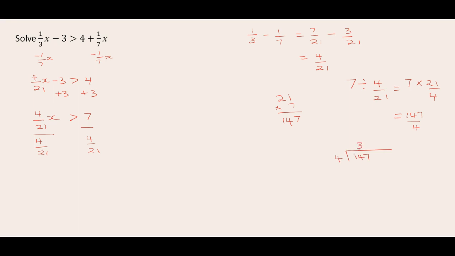And then we divide 147 by 4. 14 divided by 4, we have 3. 3 times 4, we have 12. And then 14 minus 12, we have 2. We bring down the 7. 27 divided by 4, that happens 6 times. 6 times 4 is 24. We subtract and we have 3. So therefore, x is greater than 36 and 3 over 4. Now let's represent that on the number line. So this is 0. This is 36 and 3 over 4. Because it's greater than, we're going to have an open circle and the arrow goes towards the right.